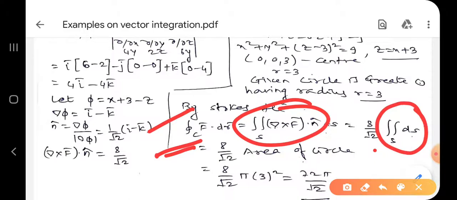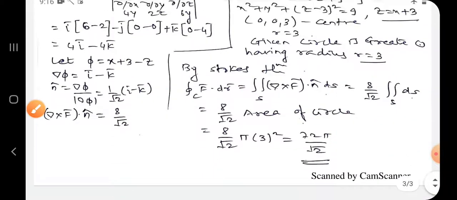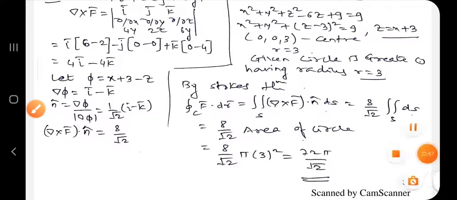हा ds म्हणजे काय? एरिया ऑफ सर्कल आहे. राईट. सो एरिया ऑफ सर्कल, व्हॉट इज एरिया ऑफ सर्कल? πr². So our answer is 8/√2 into 9π, that is 72π/√2. Understood? So we have solved almost all problems related to your whatever the doubts you get.